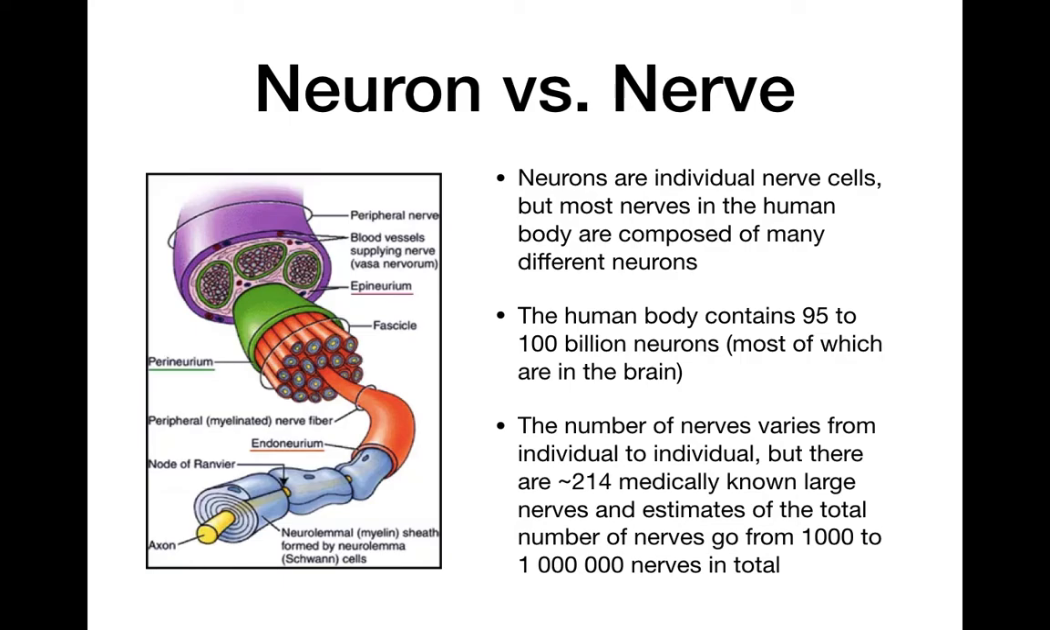Okay, there's about 214 really important key medical or largely well-known nerves in the human body, but there are way more that are different to people or not quite as important for key structures. We don't have a solid number of nerves in a human, but the estimates go anywhere from 1,000 nerves to 1,000,000 nerves, depending on who you ask.